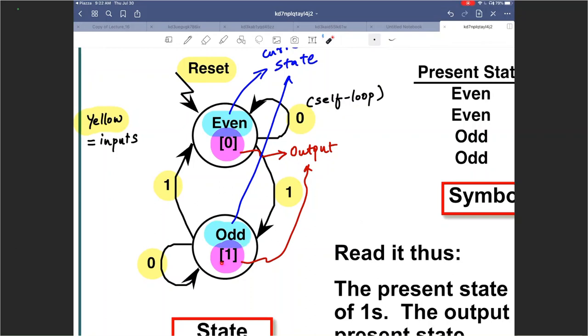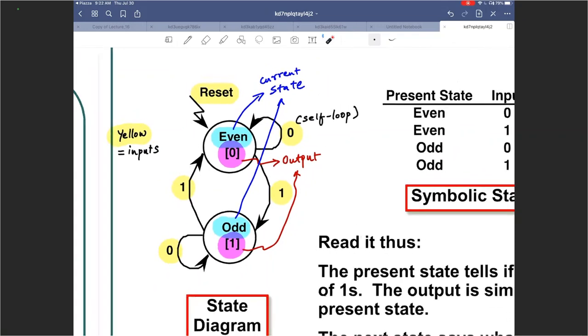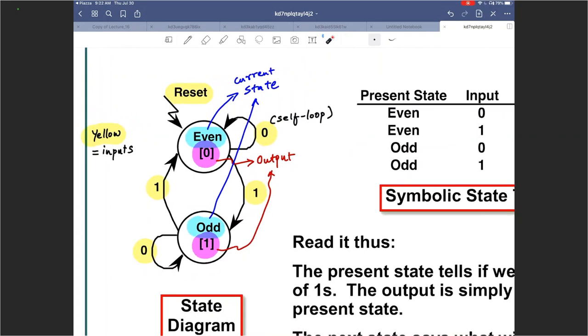Now, suppose you are in the odd state. The same two possibilities happen again. The new input could be a zero or a one. If it is 0, you are not changing parity, which means again you have a self loop. You stay in the odd state. If you get a 1, you go back to the even state. So this sketch is very, very helpful in designing this finite state machine.